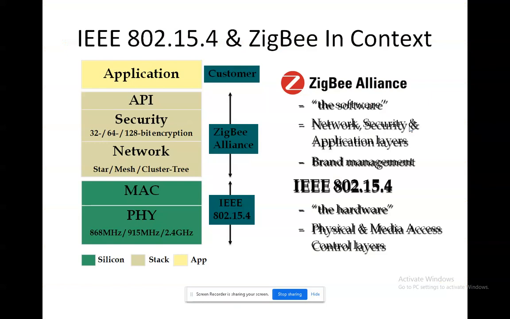The IEEE standard 802.15.4 is used in Zigbee. So this is the IEEE standard. I think you all know the layers. There is the application layer.